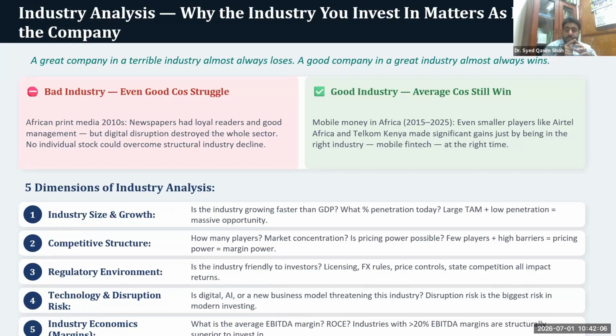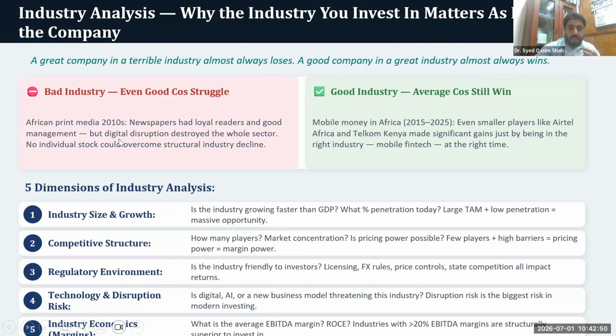I say again, a mobile company like Airtel is not that big a company compared to African print media. But since print media is not in a good industry now, and mobile companies like Telkom and others are in the right industry, even though they are not big players, they are earning profit. So we need to understand which industry is giving the maximum profit, not the firm. If you pick the right industry, you can pick the best firm.